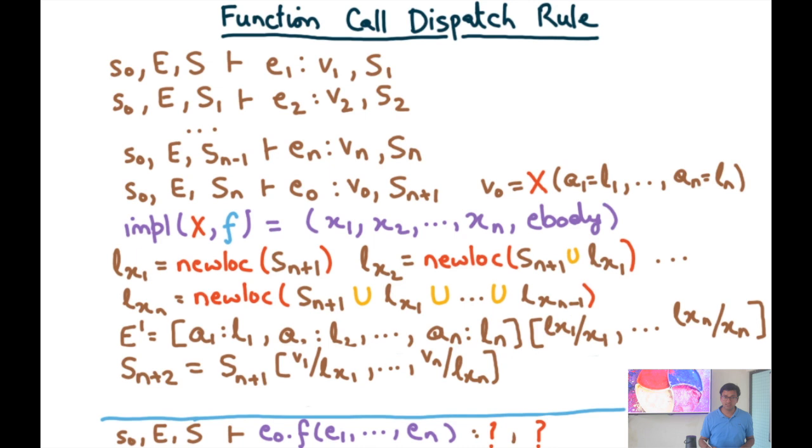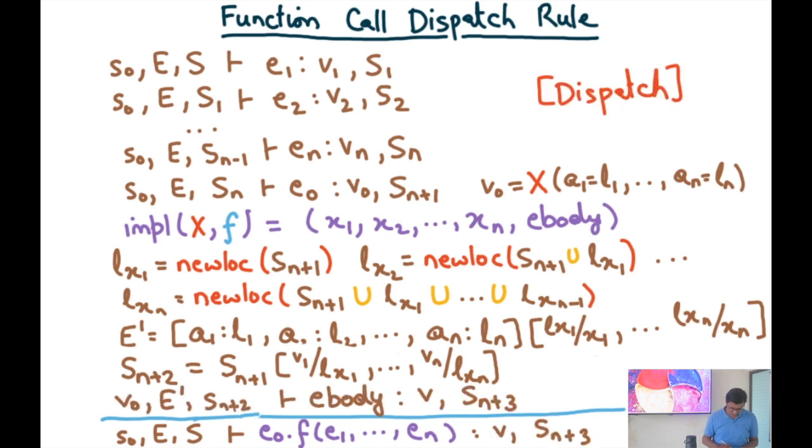The only thing is we need to also change this object, and so this is the final part of our rule. V0, which is what was evaluated through E0, is the value of this object. E prime, which is the new environment, Sn plus 2, the updated store, evaluate E body, and let's say it evaluates to V comma Sn plus 3, then this entire function dispatch also evaluates to V comma Sn plus 3.